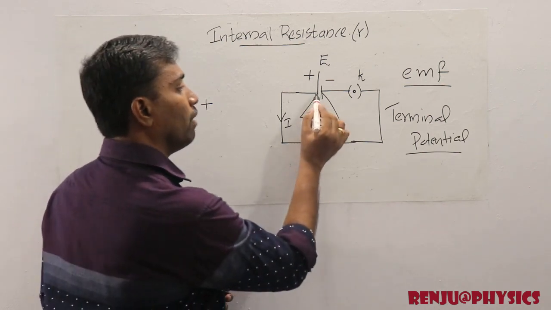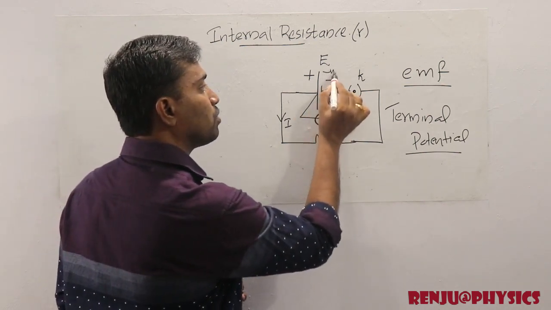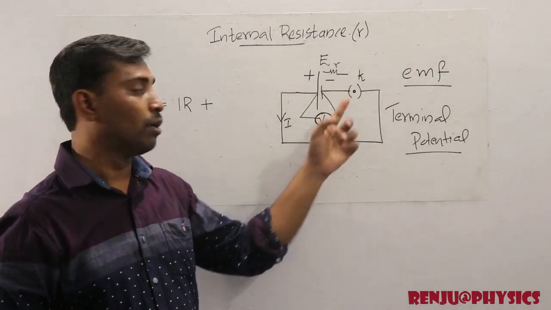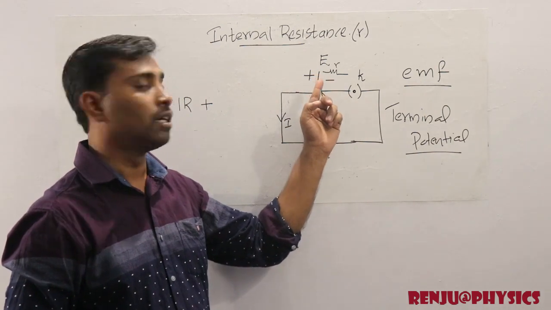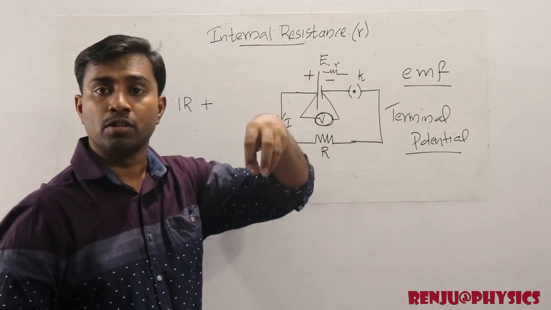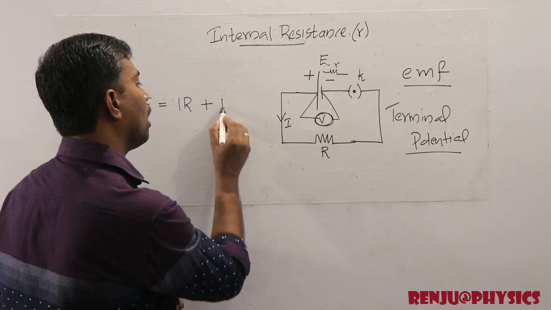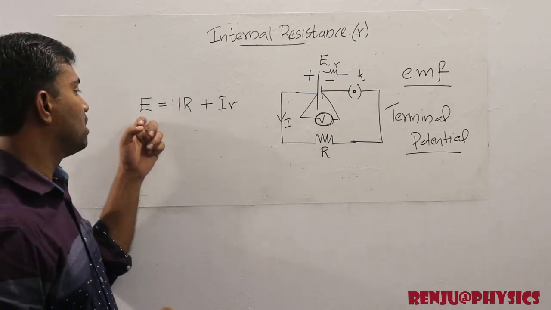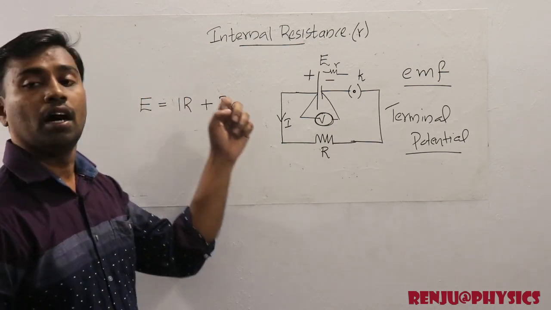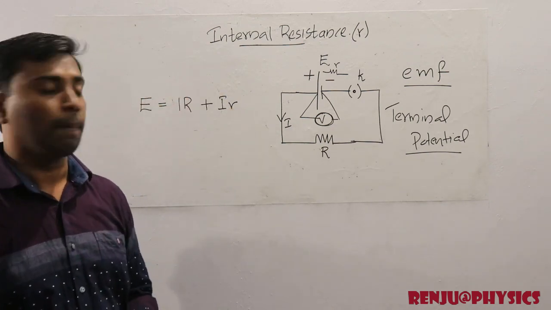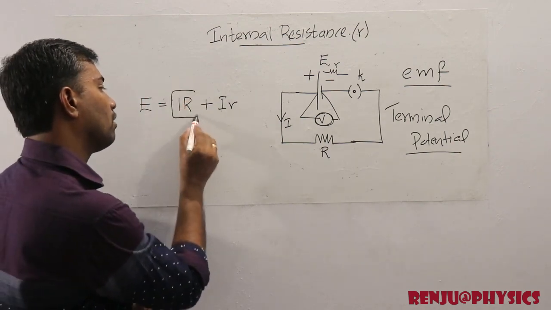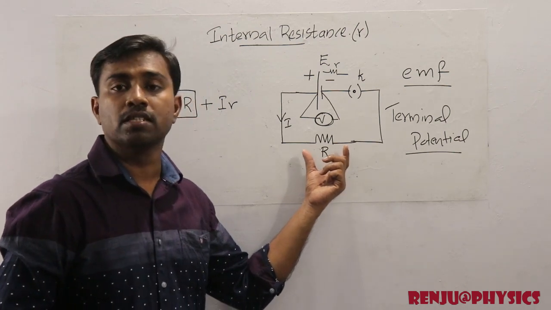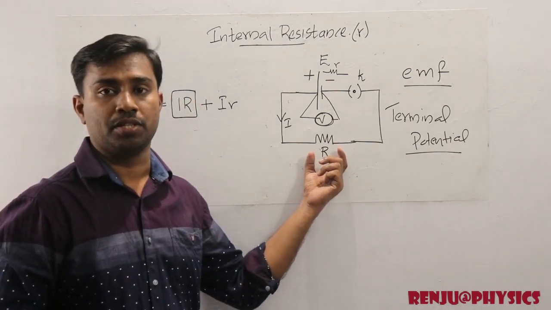when a current is drawn, an internal resistance comes into play. The cell offers a resistance, so when a current is passed through it, due to the internal resistance some potential drop will be there, given by I into r. So we get E equal to IR plus Ir. Here IR is the potential drop across the resistance, which is considered as the terminal potential.